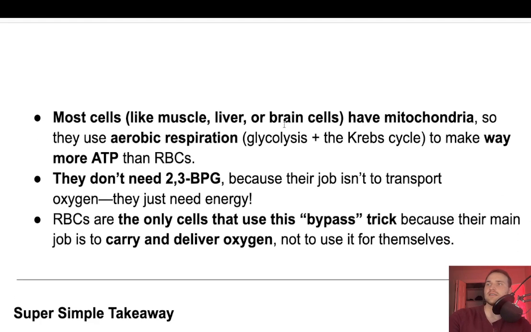So why do other cells not do this? Well, because muscle, liver, and brain cells have mitochondria. And so they use aerobic respiration, glycolysis, and the Krebs cycle to make way more ATP than just the 2 that red blood cells do. Also, you don't need 2,3-BPG because you're not transporting oxygen. You don't need to release that oxygen.